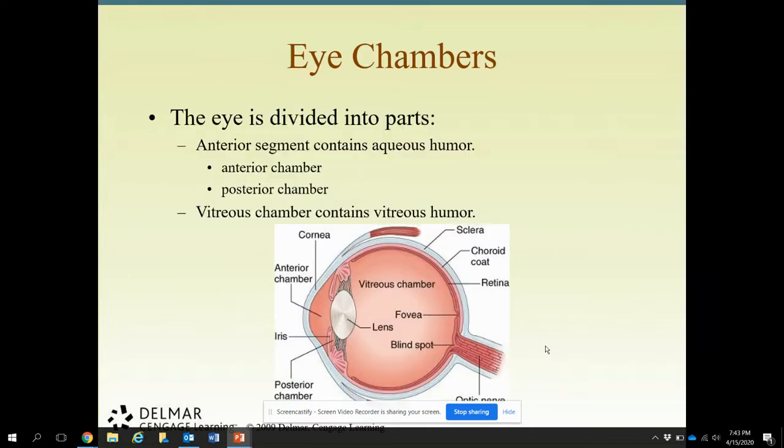The eye is divided into two parts. You have the anterior segment containing aqueous humor, the anterior chamber and the posterior chamber. And then you have the vitreous chamber, which contains vitreous humor. So the anterior chamber here is in front of the lens, and the vitreous chamber back here is behind the lens.